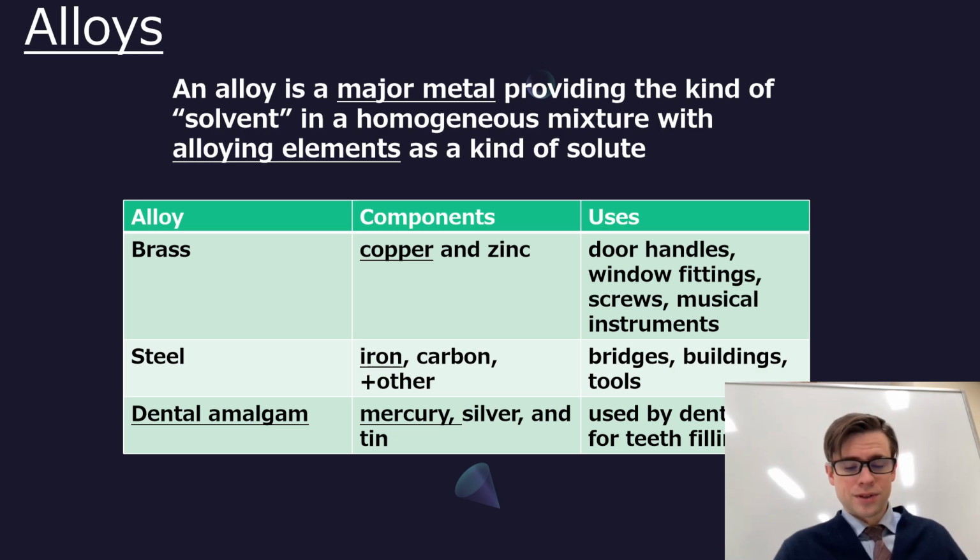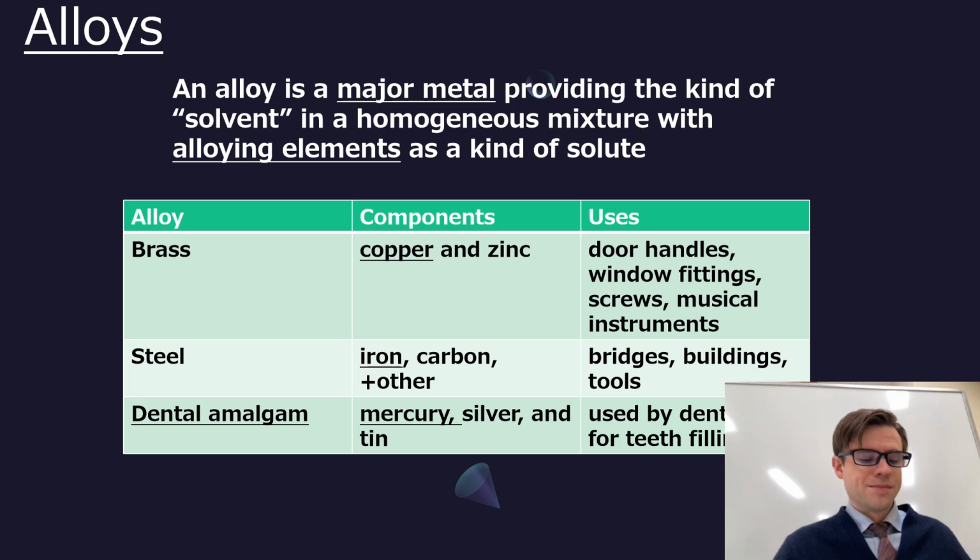Steel, then, I'm sure you know, very important. It's composed mainly of iron with some carbon and some other elements depending on what kind of steel you want to make. So infrastructure like bridges, buildings, also a lot of tools like cooking things, construction things, whatever you can think of. A lot of them use steel.